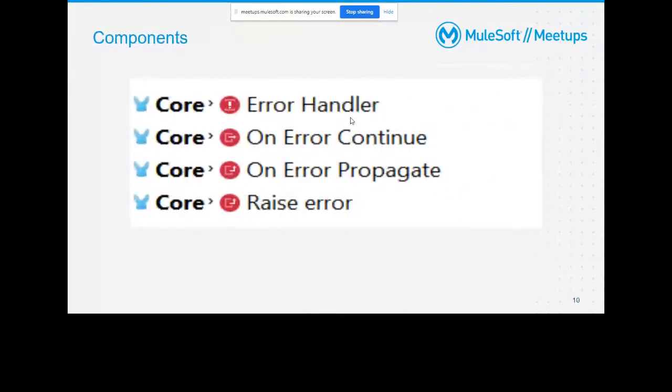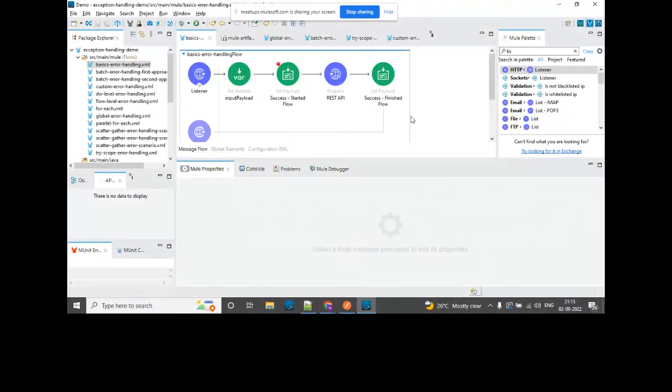We'll also go through this slide. Basically, I want to show this core. What are the error handlers? On error continue, on error propagate, error handler. We'll go through this error handler. How does a global error handler work?